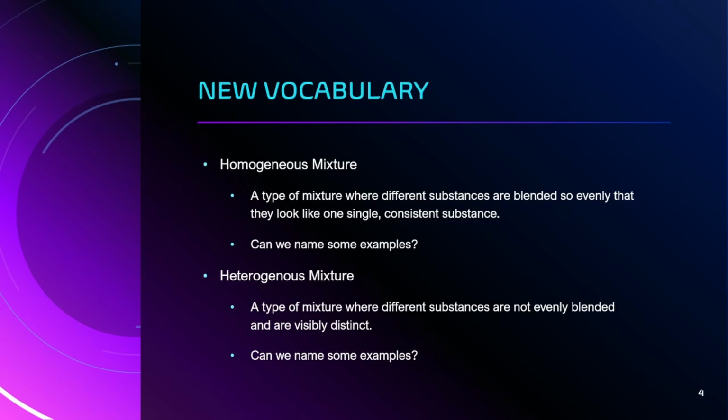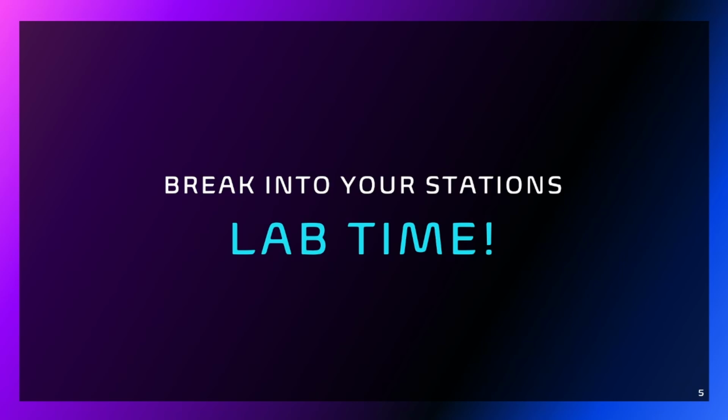And then we talk about heterogeneous mixtures, a type of mixture where different substances are not evenly blended and are visibly distinct. And with that, we want to talk about oil on water, or trail mix, or concrete, where you can see the different minerals in it. But we'd follow that up with our lab.